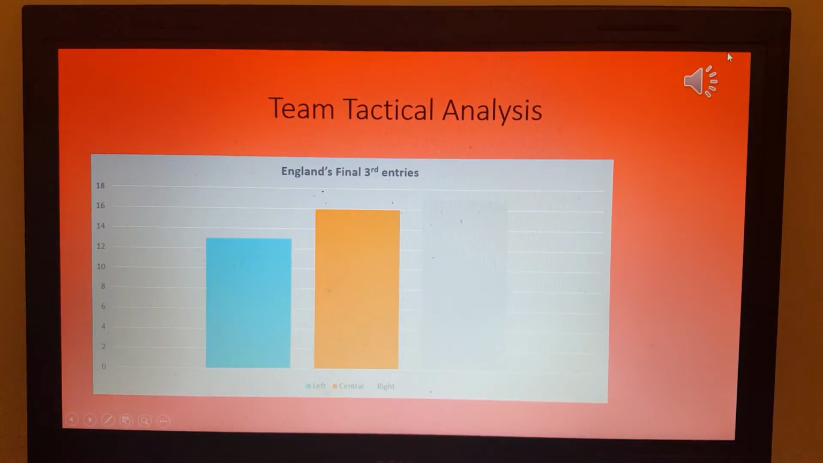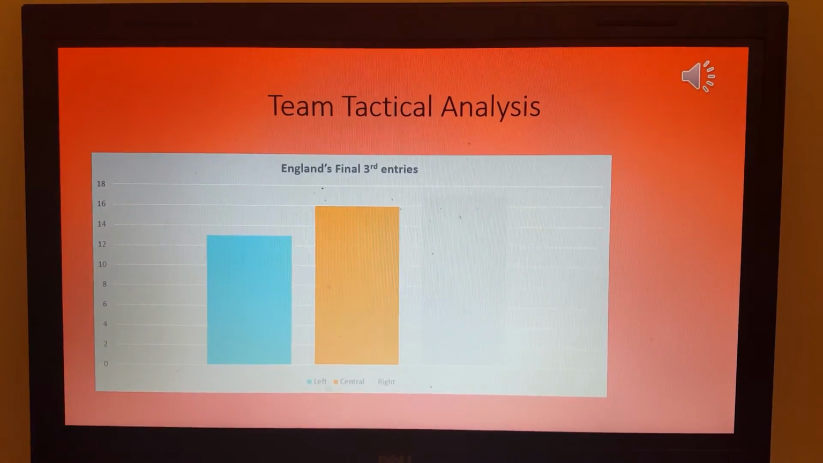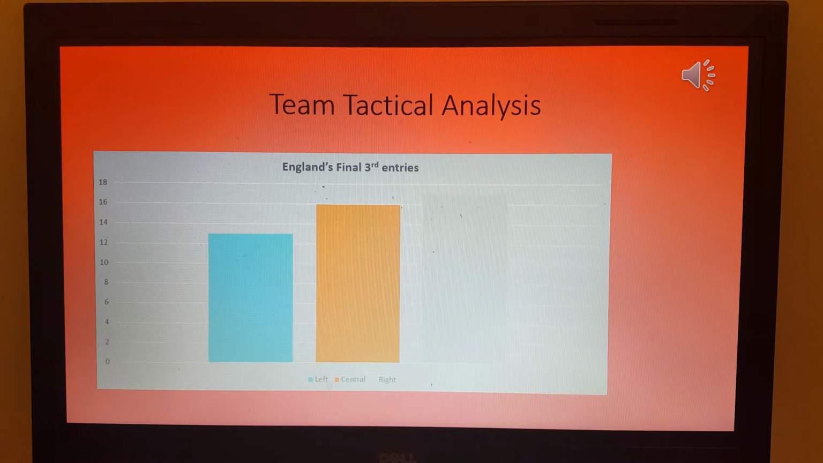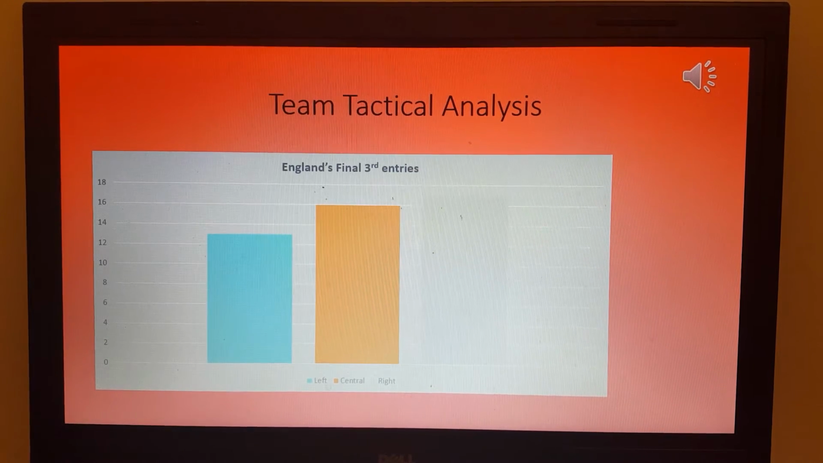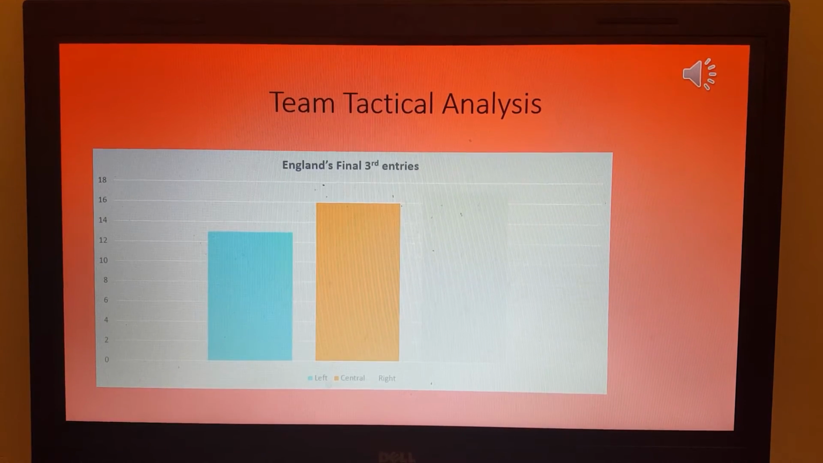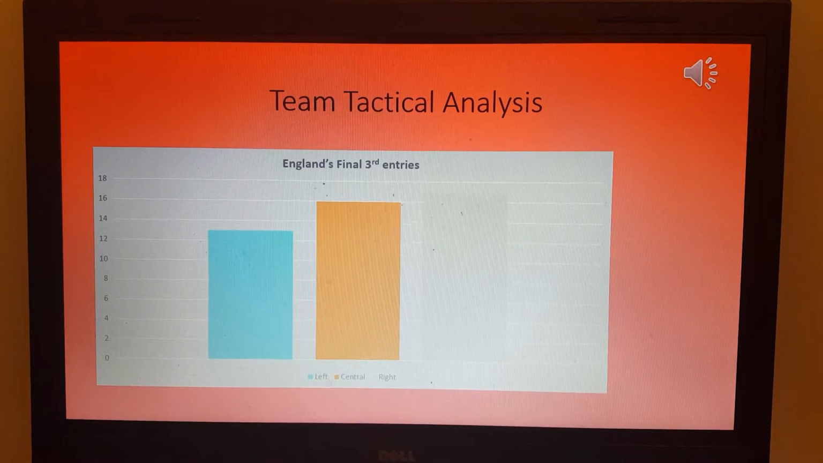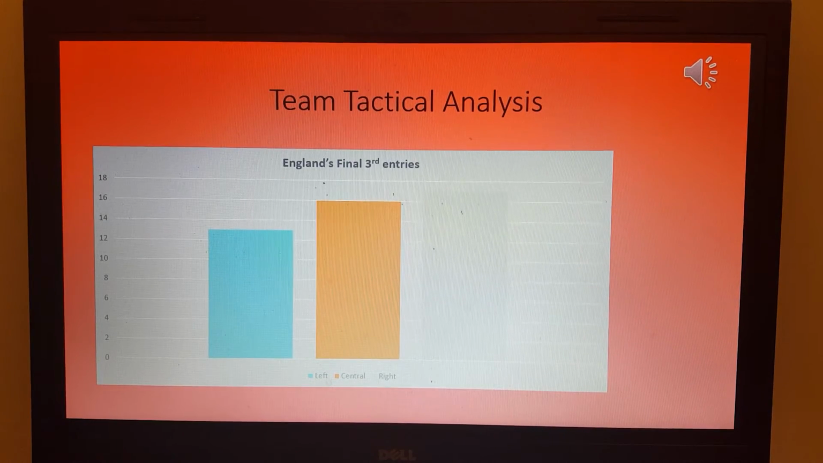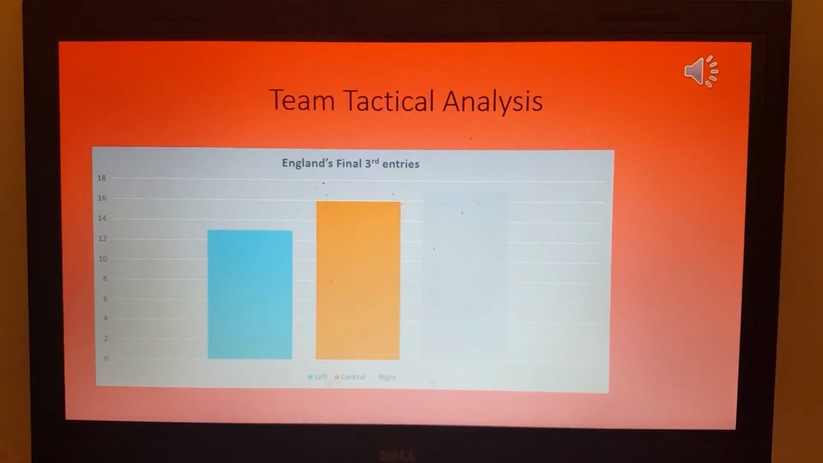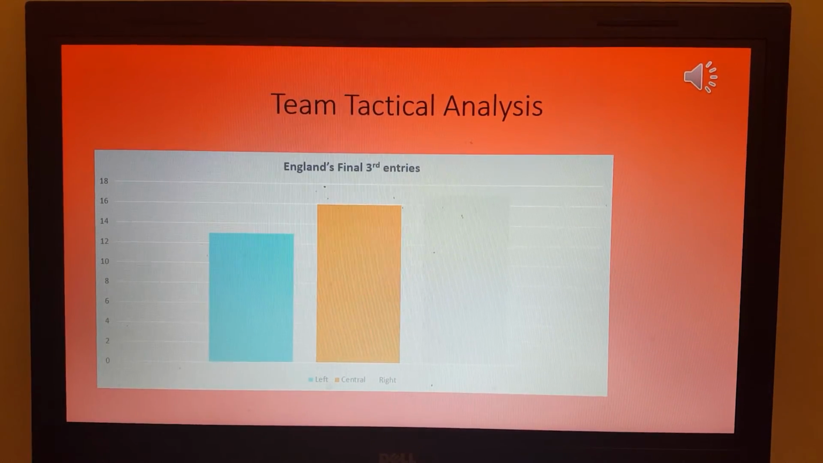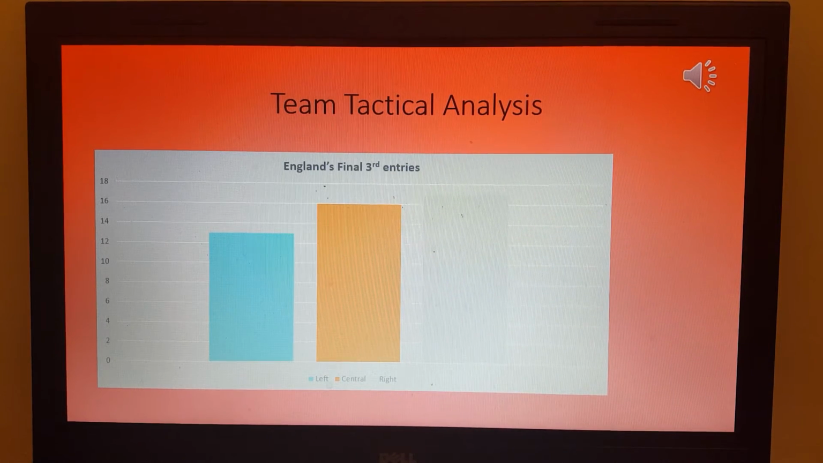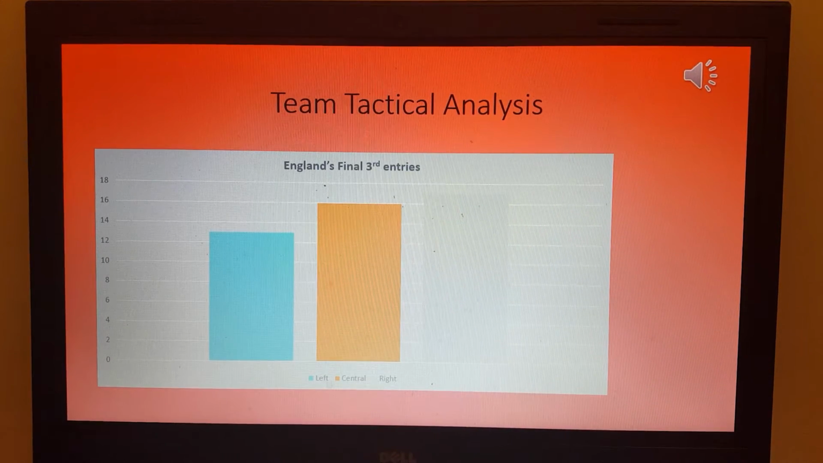So from here we're just going to have a look at team tactical analysis for England. Particularly we're going to look at how and where they attacked Brazil. As you can see from this chart here, they made so many final third entries in the game. Now from the left there were 13 final third entries. From the center that would be 16, and from the right 17.